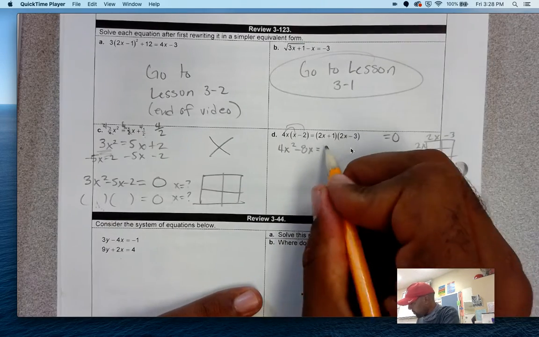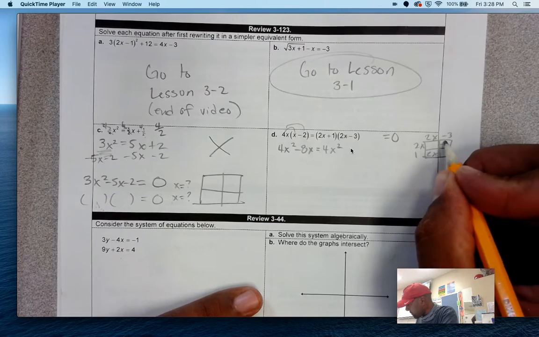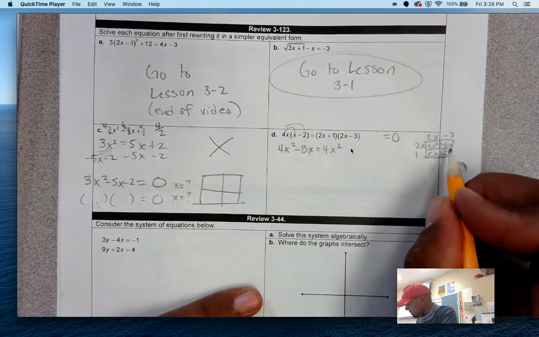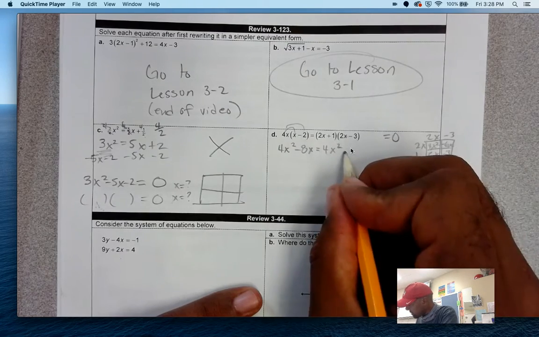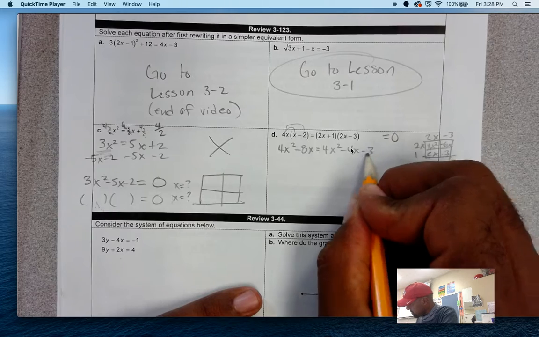Okay, so here I'd probably bust out the box and multiply that out. So there I'll end up with 4x squared. Here I'll end up with 2x and minus 6x. So then minus 6x and 2x, that's going to be negative 4x. And then here it'll be minus 3.